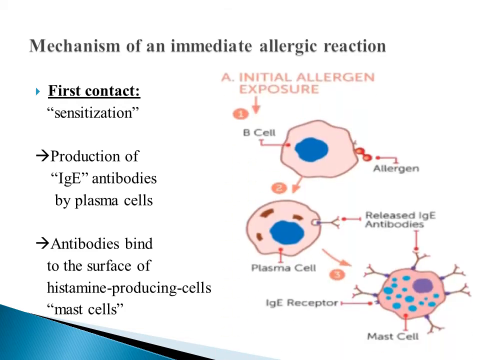So, as you see in this figure, the allergen binds to the B cells. The B cells then become plasma cells. These plasma cells produce antibodies known as immunoglobulin E antibodies. These antibodies will then bind on the surface of the mast cells. These mast cells are histamine producing cells, which means they produce a substance called histamine, which is found inside vesicles inside the mast cells.